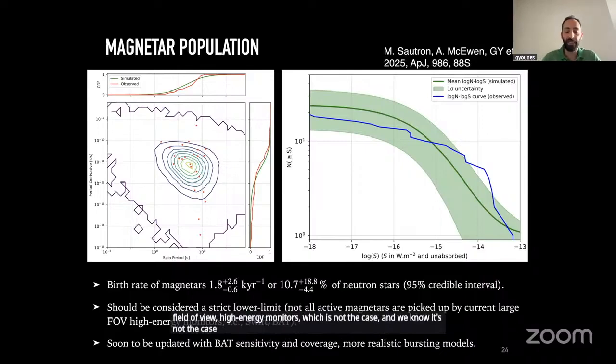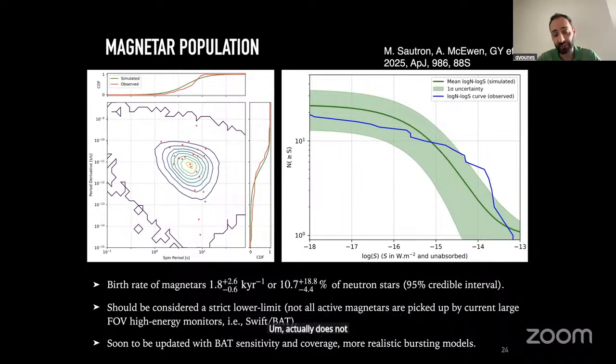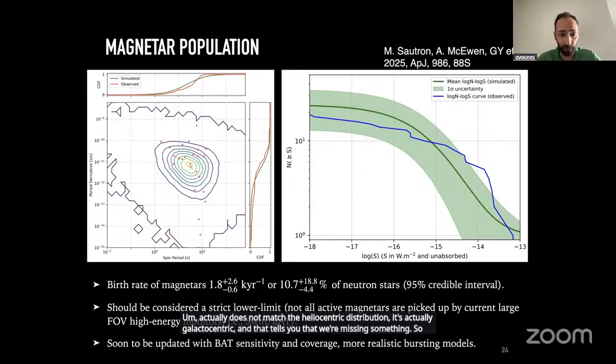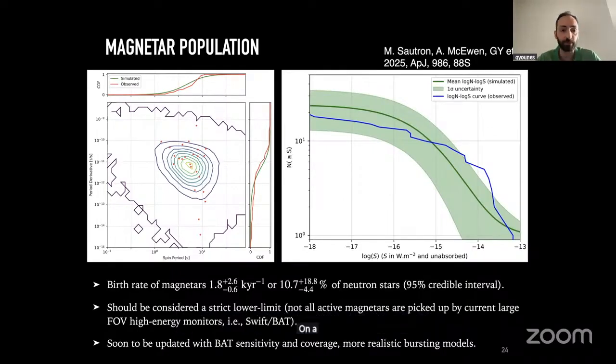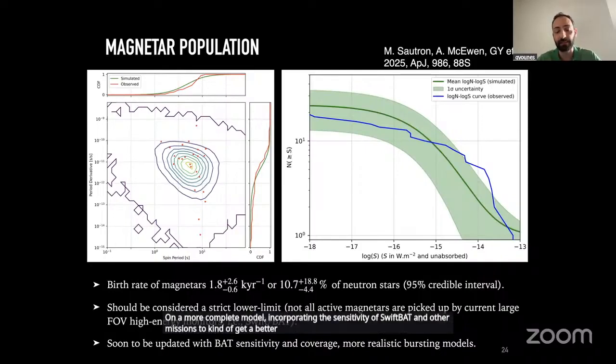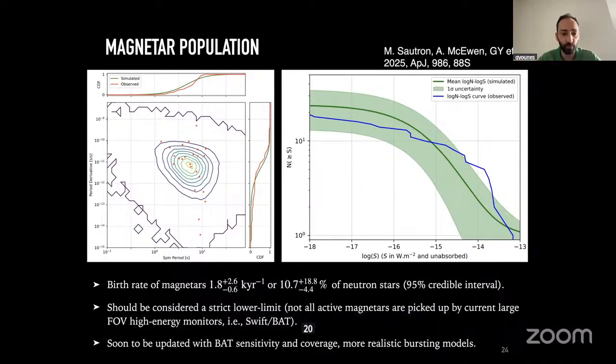And of course, our results show that the magnetar population that we simulate that matches the observed one actually does not match the heliocentric distribution. It's actually galactocentric, and that tells you that we're missing something. So we're working on a more complete model, incorporating the sensitivity of Swift-BAT and other missions to get a better idea of that fraction of magnetars born at neutron stars. So it will be somewhat larger than the 10% typical number. By how much, I cannot really tell. 20 to 30%, I don't know, but we shall see.